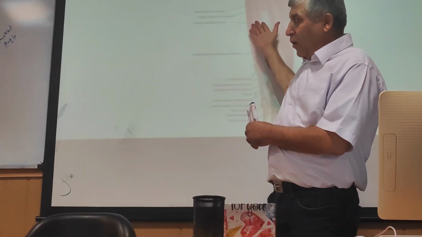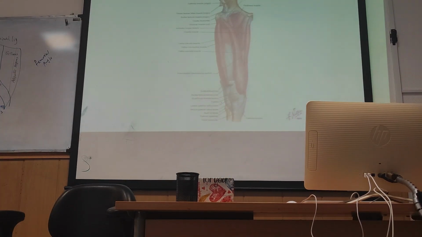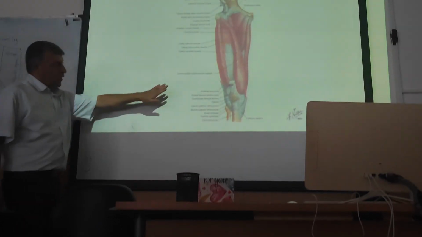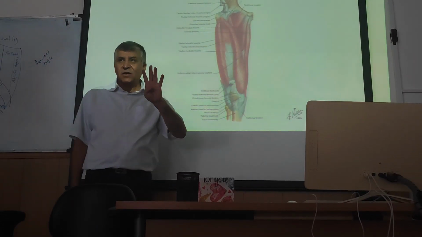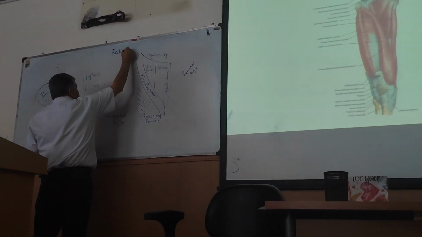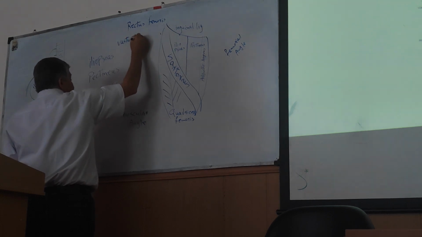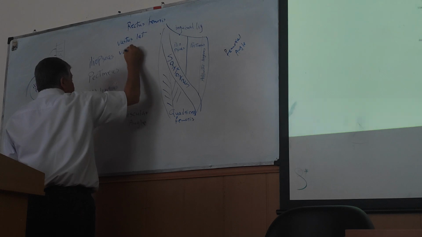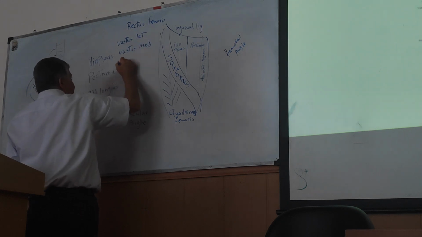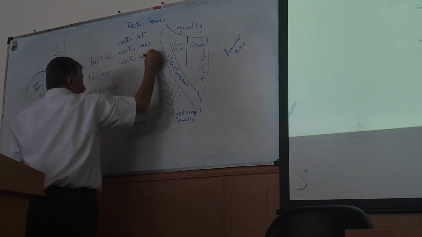Quadriceps muscle, quadriceps femoris muscle. Quadriceps femoris has four heads: rectus femoris, vastus lateralis, vastus medialis, and vastus intermedius.